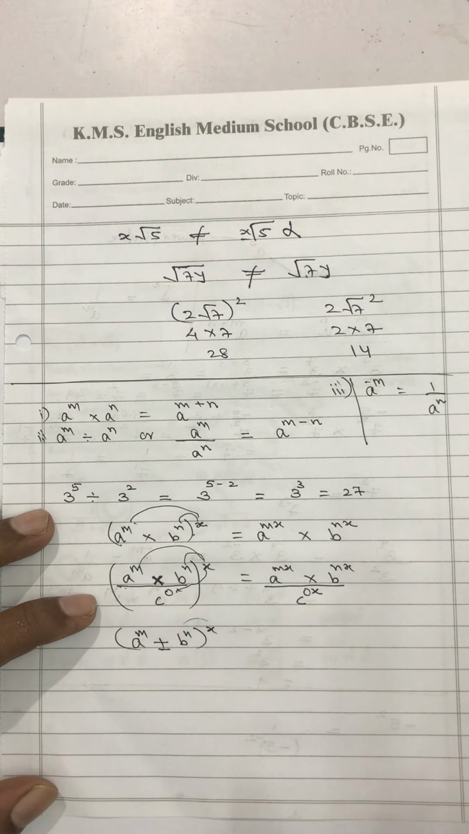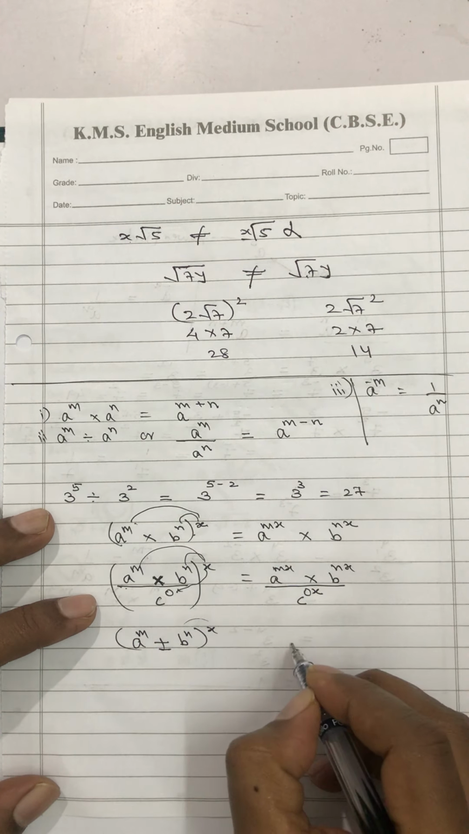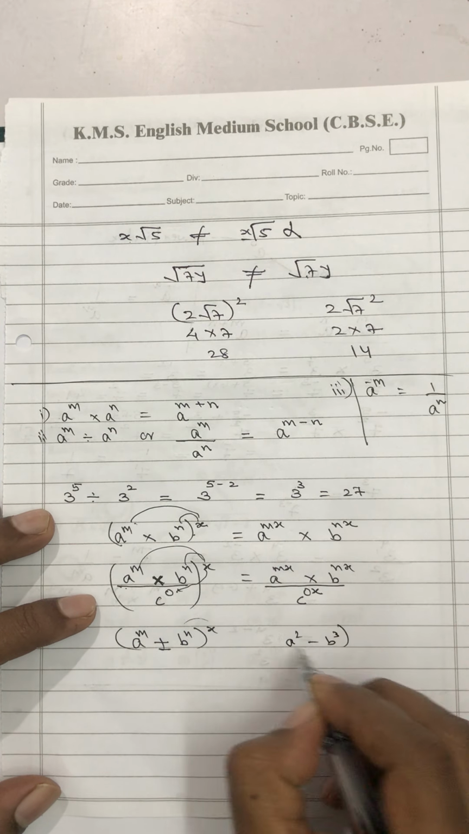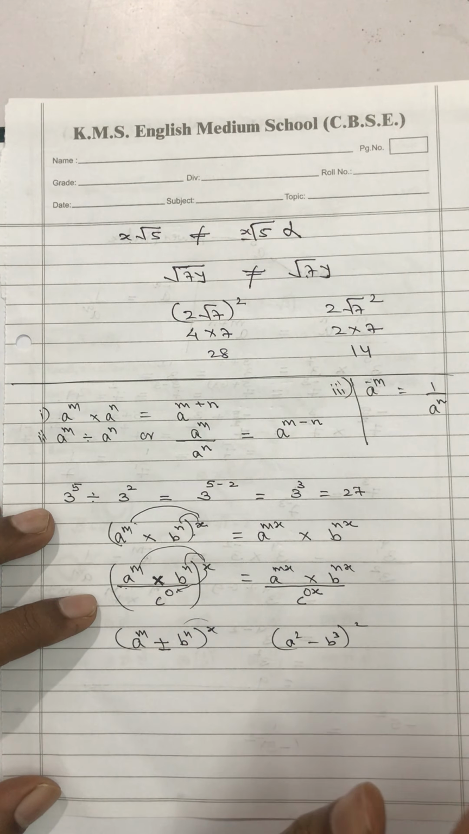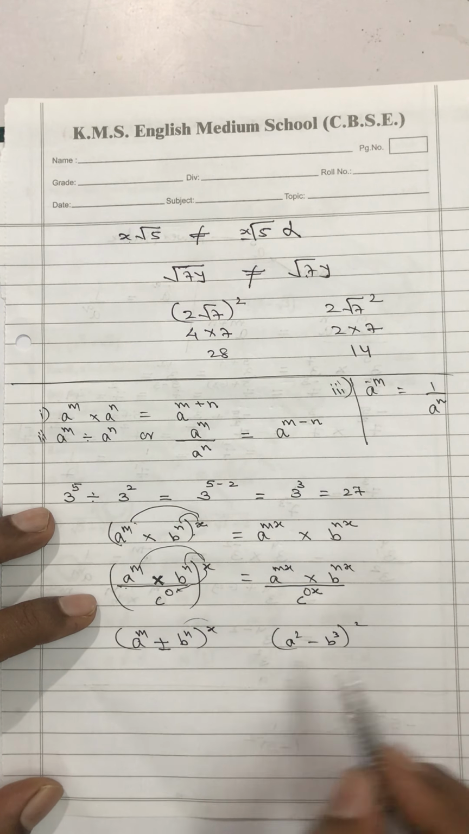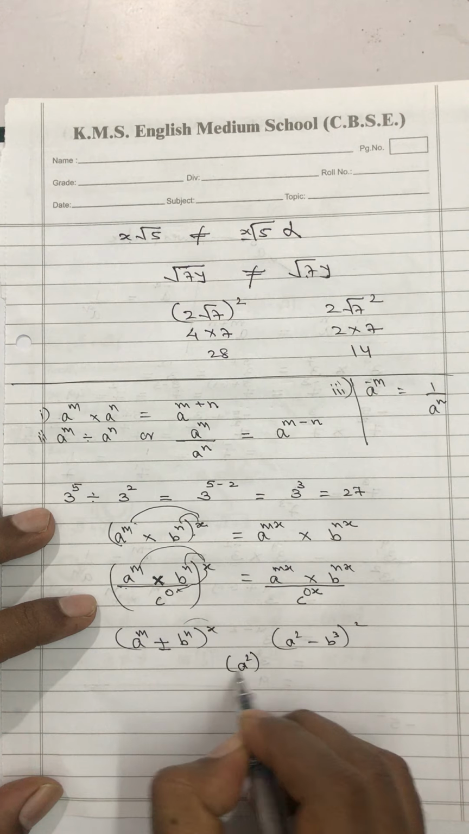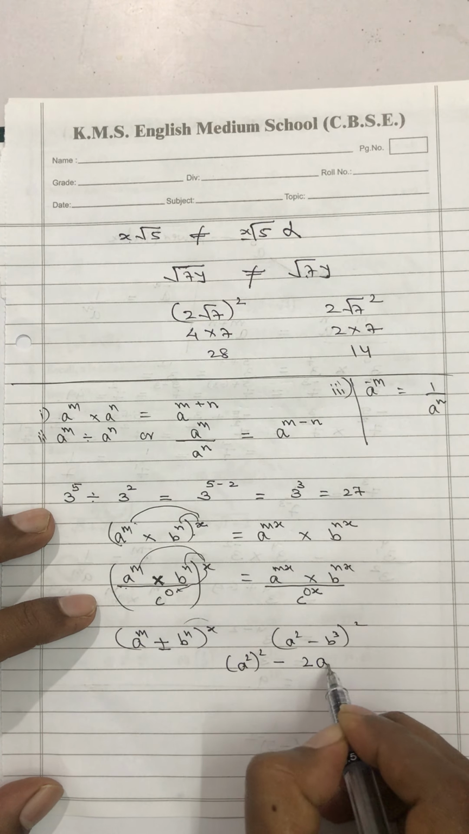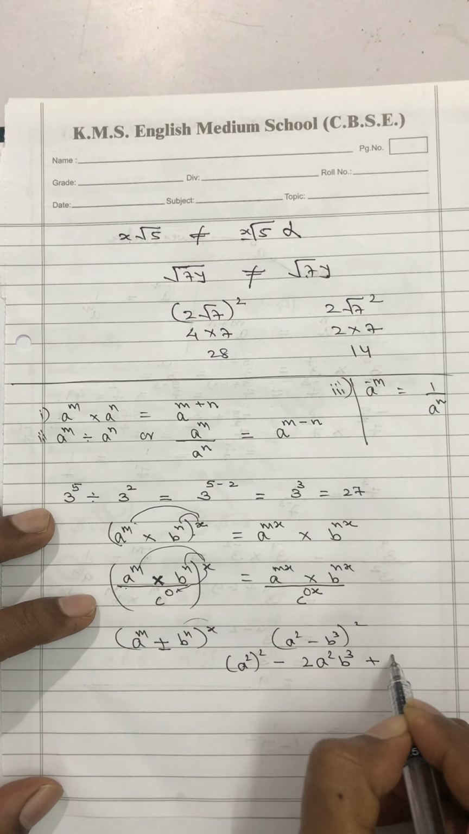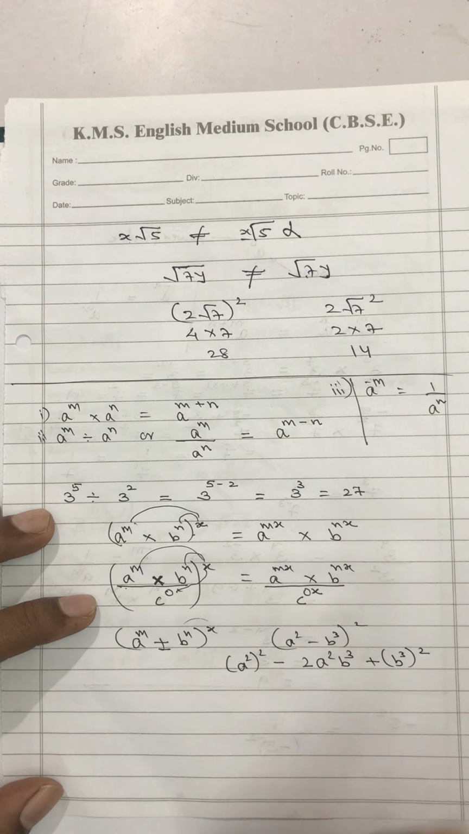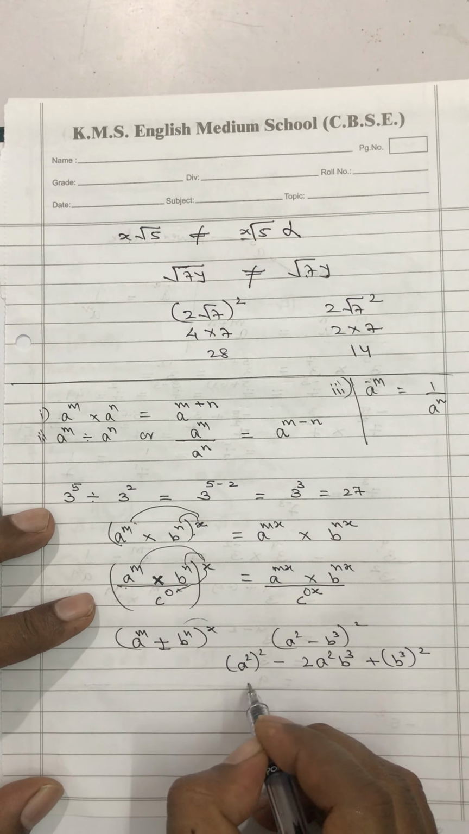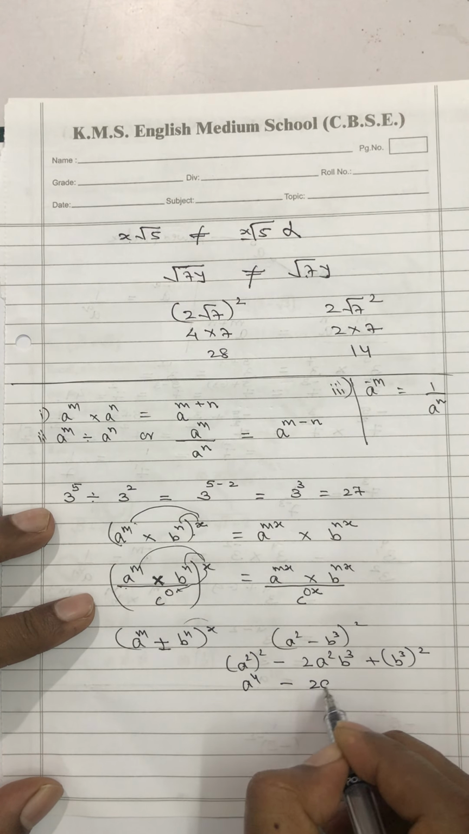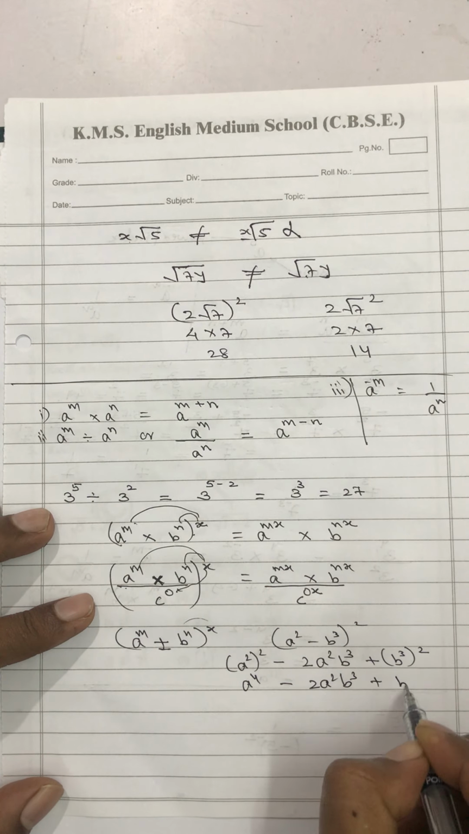A plus b the whole square is equal to what? Even if we have a square minus b cube whole square, still you will have to go by the expansion formula, a square minus 2ab plus b square only over here. So this will become a square whole square minus 2 a square b cube plus b cube square. Like this only you will have to go if there is a plus or minus sign in between. So this will become a raised to the power of 4 minus 2 a square b cube plus b raised to the power of 6.